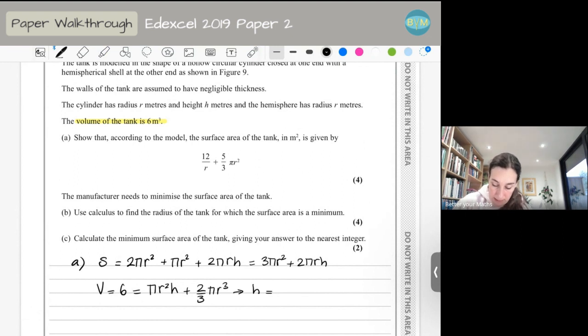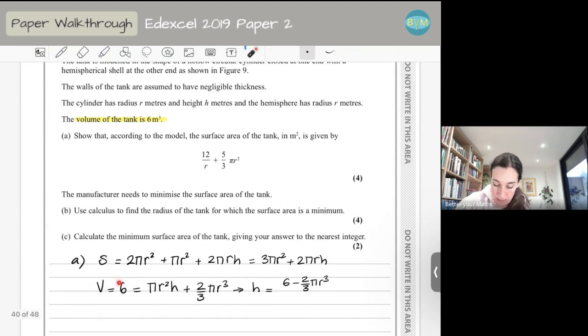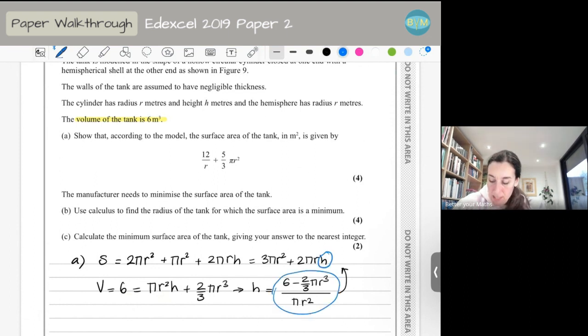So it's going to be 6 minus 2/3 of pi r cubed. From here, this goes negative, and then I'm going to divide by pi r squared. I'm not going to simplify now, I'm going to simplify in a minute. And I'm going to go to my surface area, and I'm going to substitute the h by this expression, because that way I don't have h. And then I'm going to work with the expression until I have what I need to have.